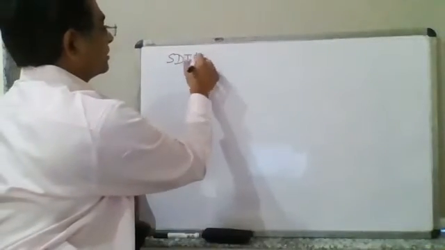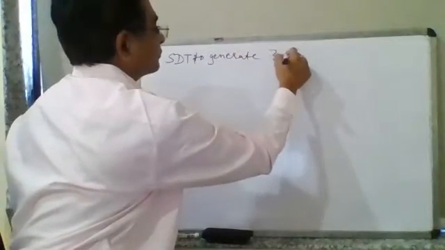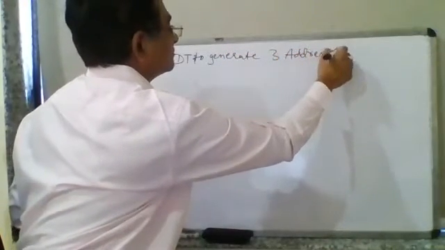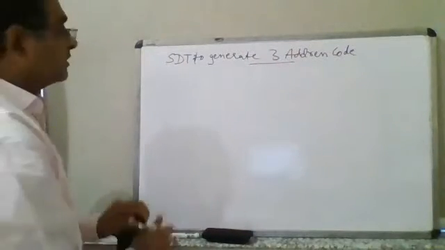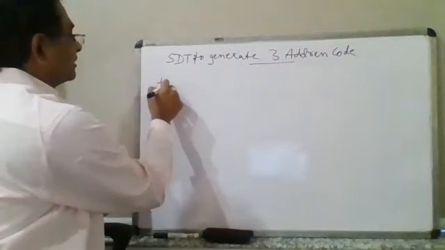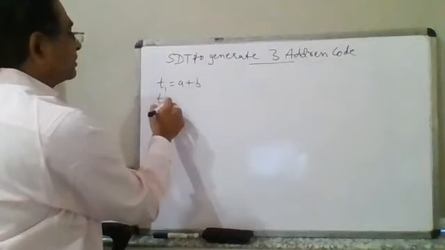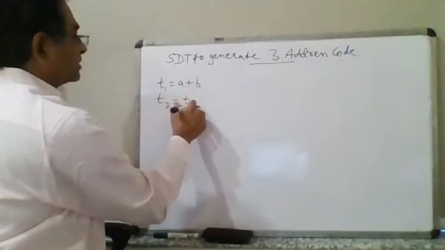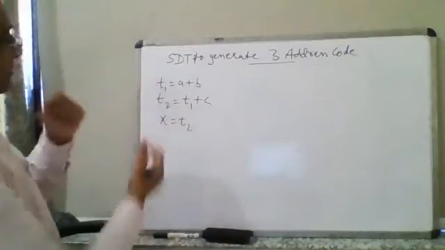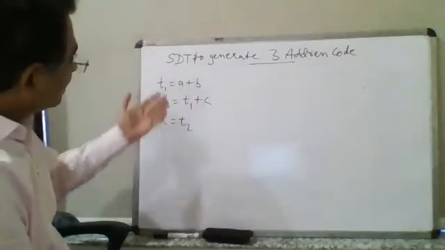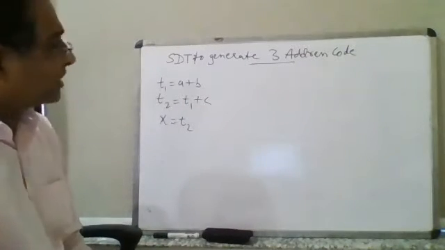SDT to generate 3 address code. So we know what is 3 address code, right? So let's say T1 equal to A plus B, then T2 equal to T1 plus C, and let's say X equal to T2. In this way, if there are some statements, then there are 3 operands, and that's how the 3 address code would be represented, right?